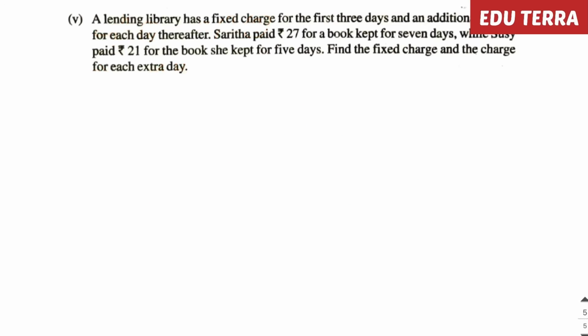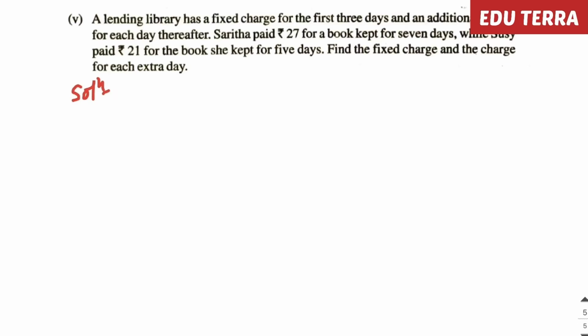Fifth part. A lending library has a fixed charge for the first 3 days and an additional charge for each day thereafter. Sarita paid rupees 27 for a book kept for 7 days, while Susy paid rupees 21 for the book she kept for 5 days. Find the fixed charge and the charge for each extra day.